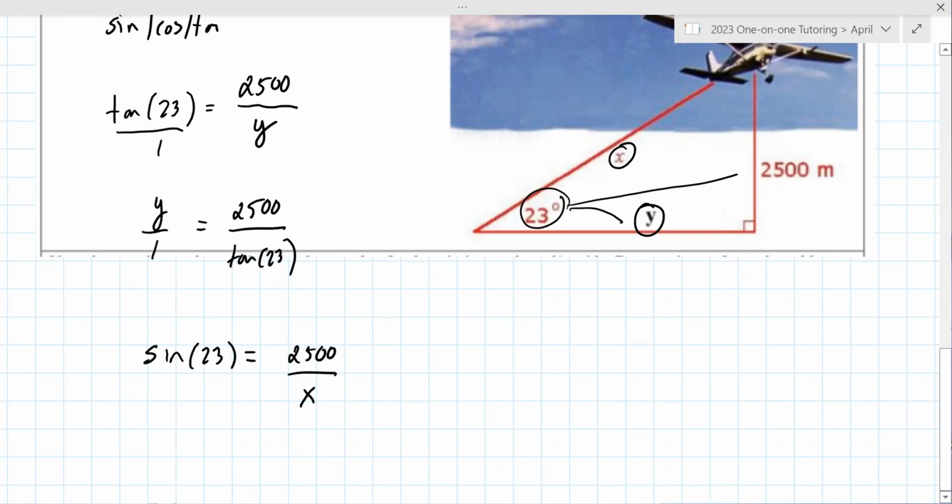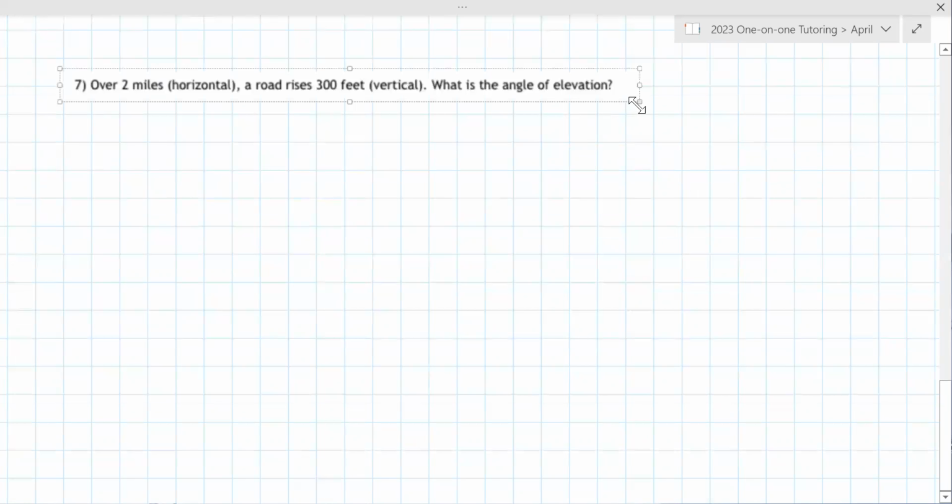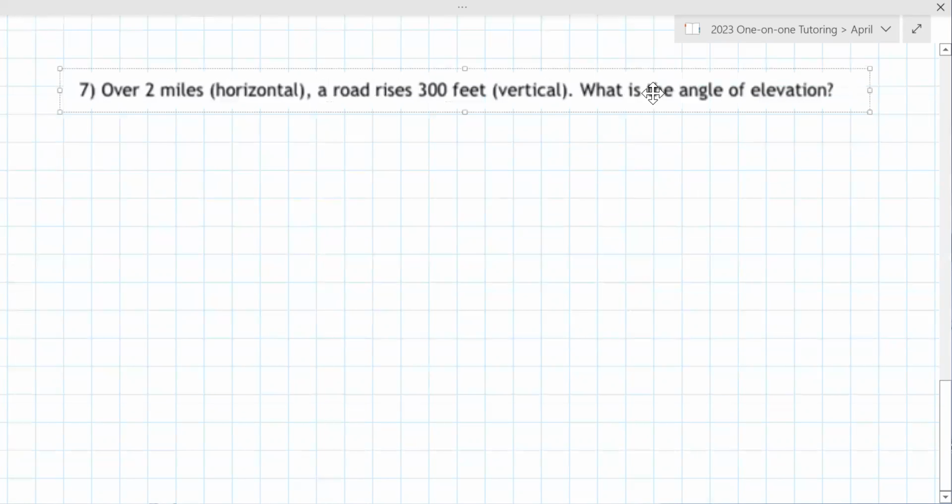All right. Good job on that. Let's go and look at some problems here. So I think last time I asked you to make a drawing. And again, the reason is if you don't have the right drawing, you have no chance of getting the question right. So I don't want you to solve it. I just want you to draw the triangle. I want you to label where the 2 goes, where the 300 goes, and where the angle of elevation goes.